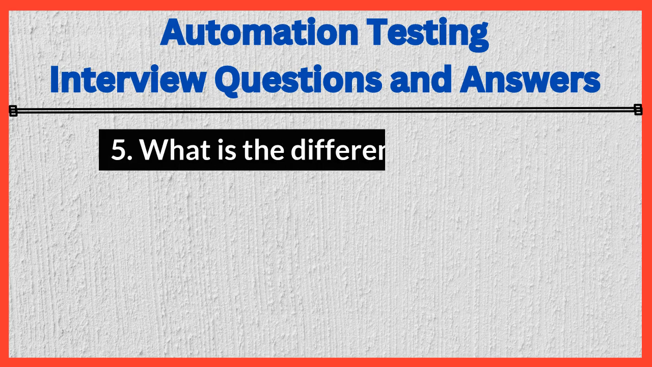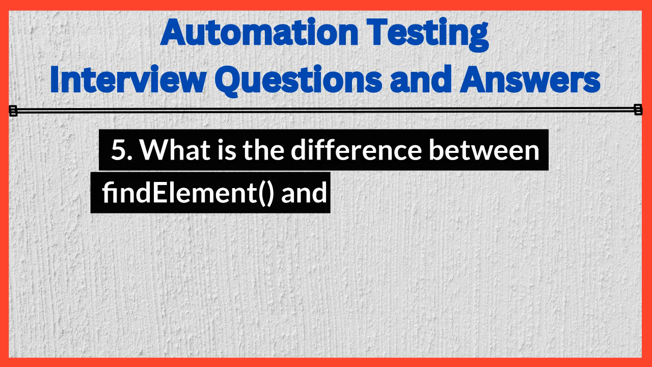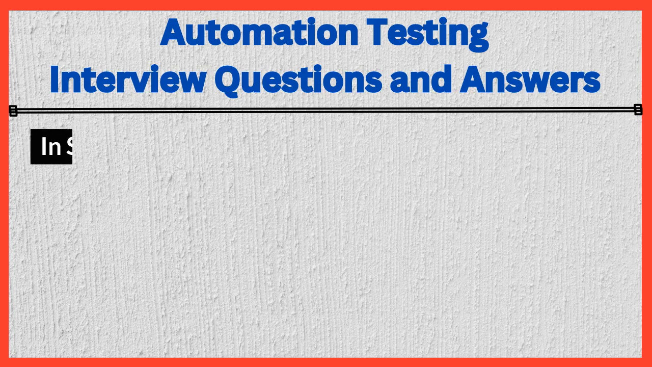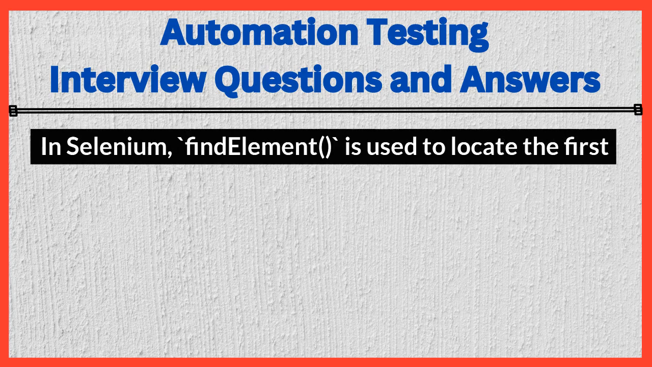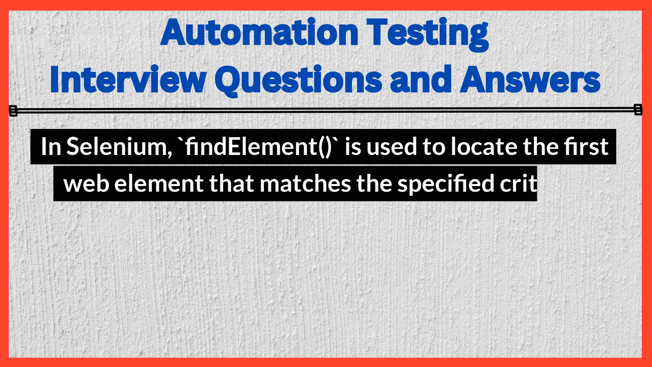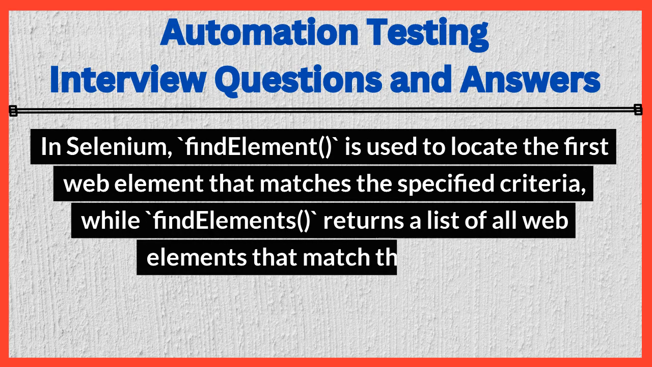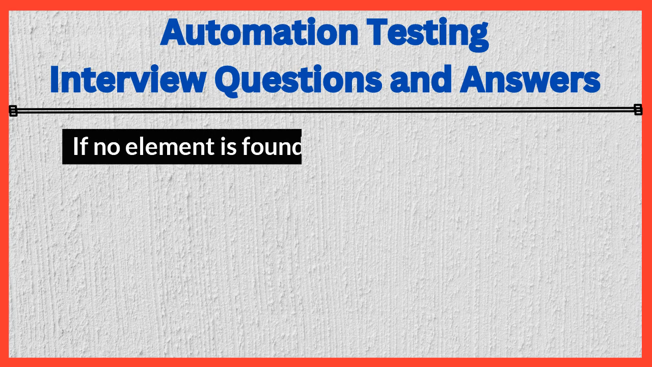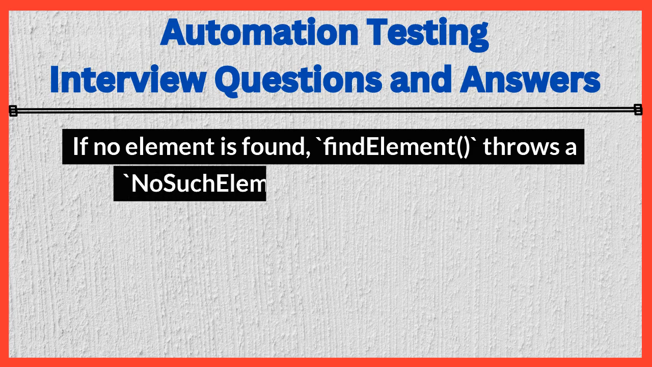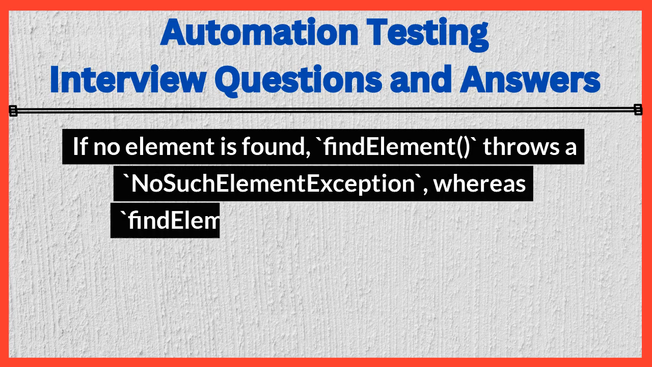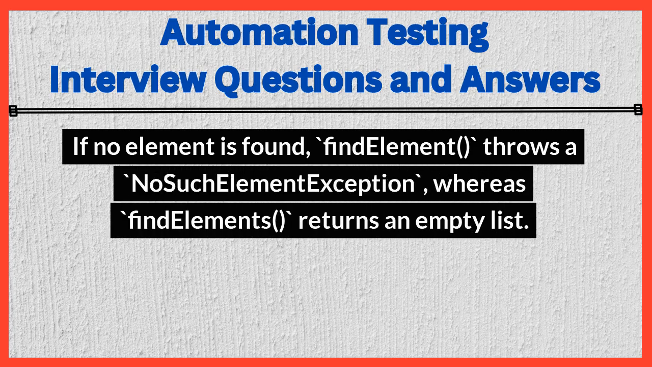5. What is the difference between findElement and findElements in Selenium? In Selenium, findElement is used to locate the first web element that matches the specified criteria, while findElements returns a list of all web elements that match the criteria. If no element is found, findElement throws a NoSuchElementException, whereas findElements returns an empty list.